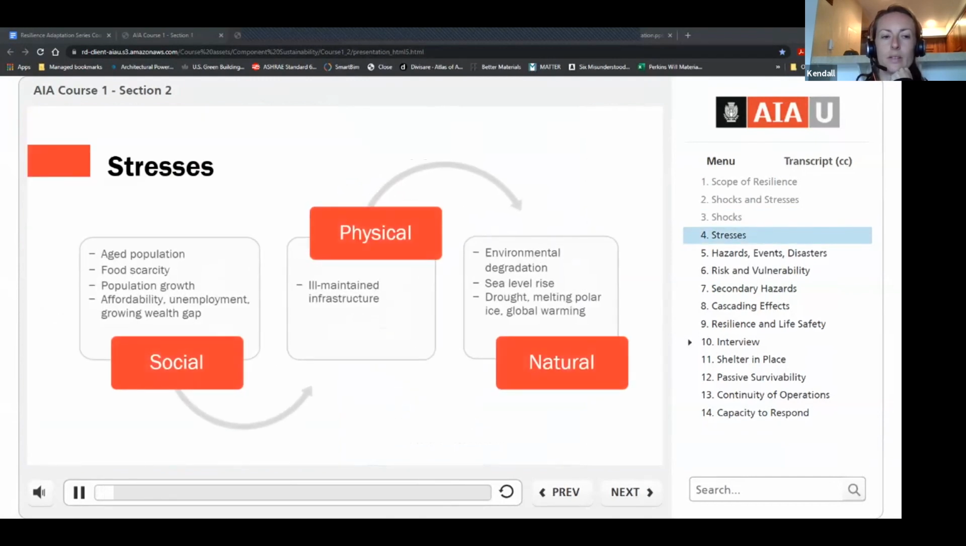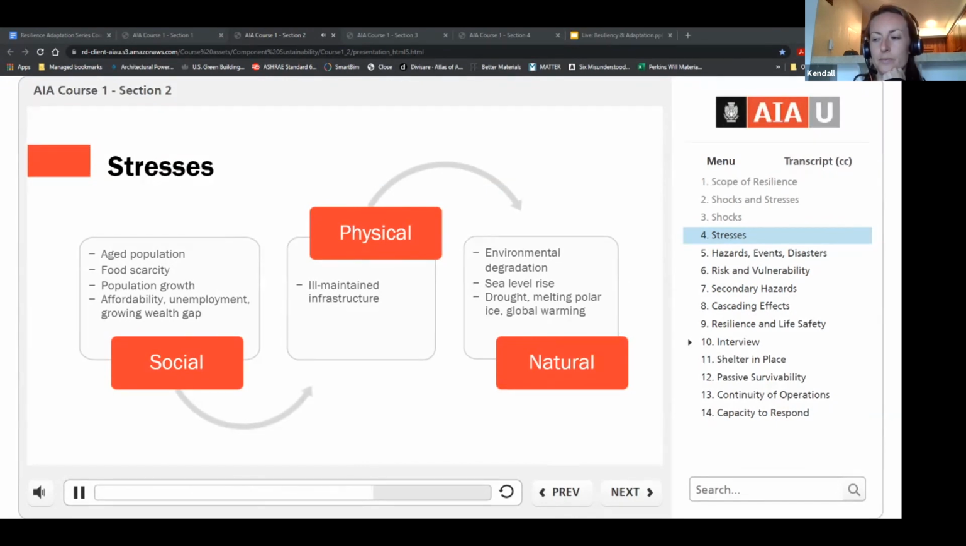Stresses are long-term trends that undermine the potential of a given system or process and increase the vulnerability of actors within it. These can include social, physical, and natural stresses. Of course, countries will often face multiple interconnected shocks and stresses. Stresses often exacerbate the ability for a community to recover from a disaster event. They are chronic and/or slow-moving forces whose negative impacts are felt gradually over time. Stresses weaken the fabric of a community and reduce a community's ability to respond. Social stresses, such as an aged population, physical stresses, such as an ill-maintained infrastructure and buildings, and natural stresses, such as environmental degradation and sea level rise, are the types of stresses facing communities.